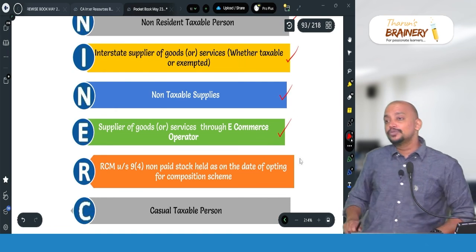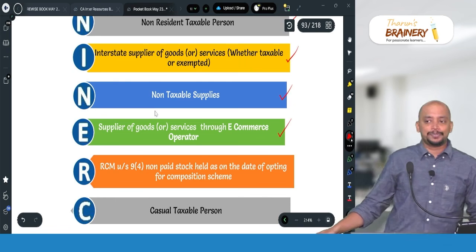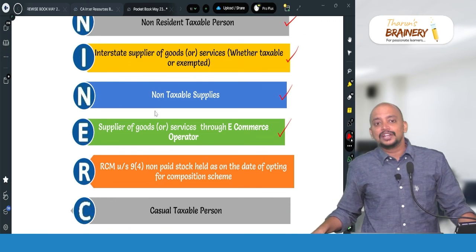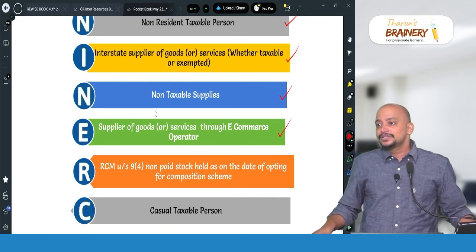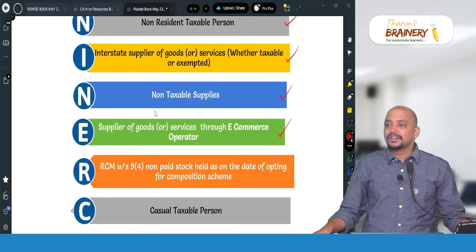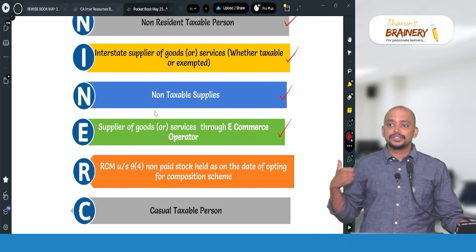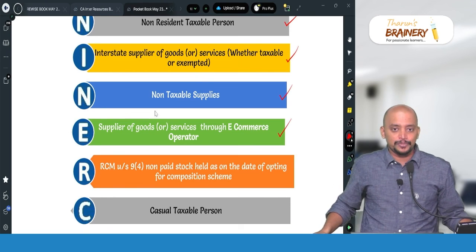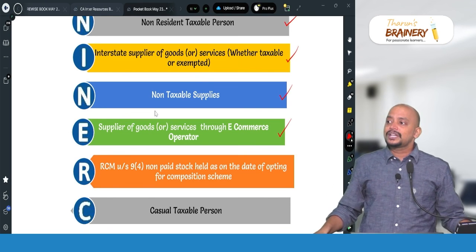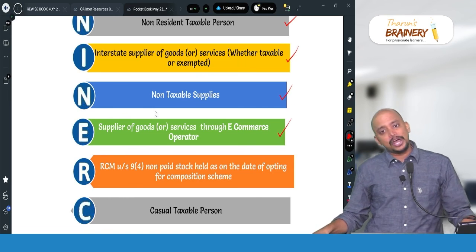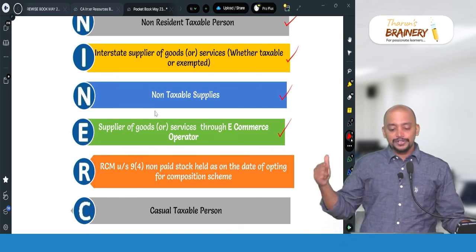Then supply of goods or services through an e-commerce operator. For example, I am selling goods through Amazon or Flipkart, but my turnover does not exceed 150 lakh. Can I opt for the composition scheme? No, because a supplier of goods or services through an e-commerce operator cannot opt for the composition scheme. In the same way, a restaurant selling food through Swiggy or Zomato. Can they opt for the composition scheme? No, because of this restriction.